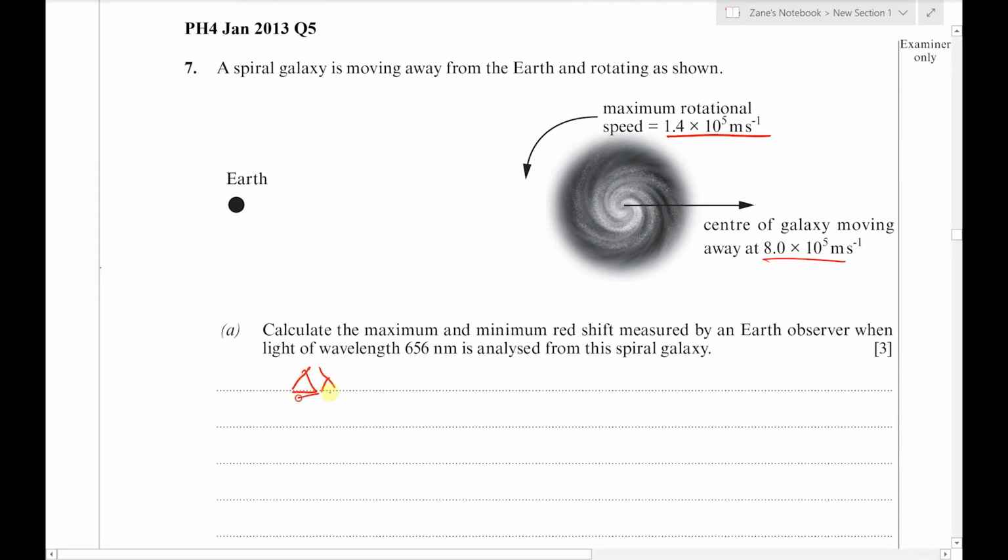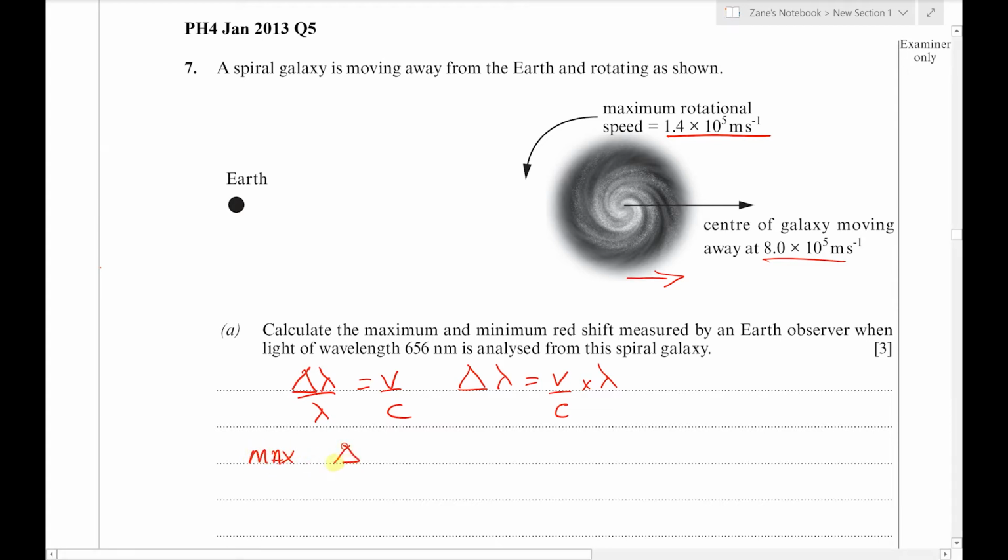So we're going to use delta lambda over lambda is v over c, and hence delta lambda will be v over c times lambda. So to find the maximum redshift, we need the maximum recessional velocity of a star, if you like, in this galaxy, which would be a star down here, which will have the two velocities added together. The centre of mass of the galaxy is moving away at 8 times 10 to the 5 meters per second, but the star is also moving relative to the centre of mass of that galaxy at 1.4 times 10 to the 5 meters per second.